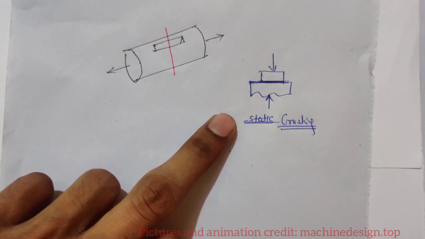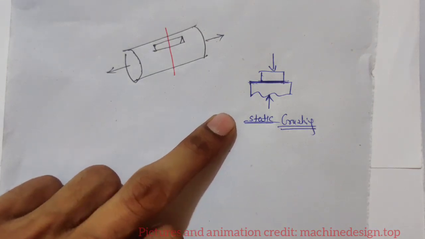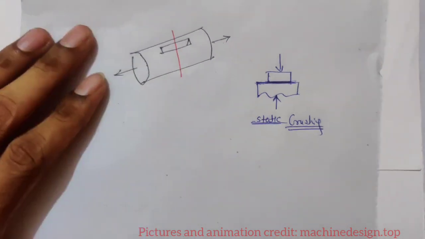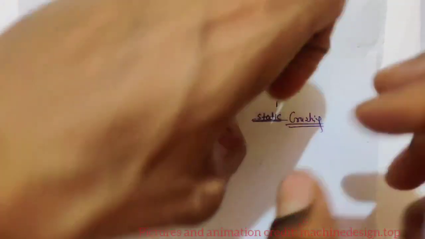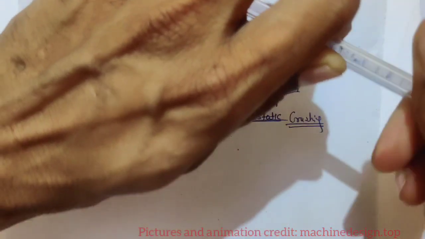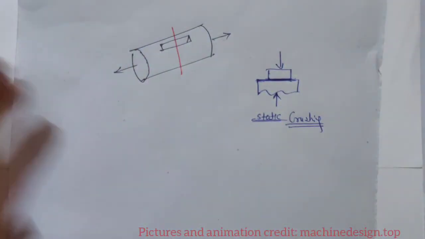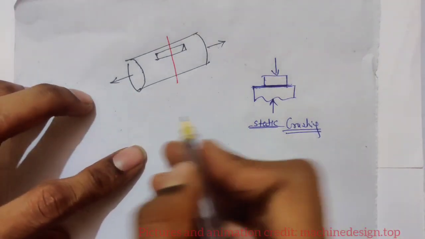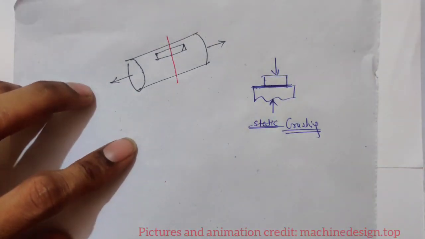Now a screw and nut, they are having relative motion between each other, they are moving like this. So crushing parts don't have any relative motion.